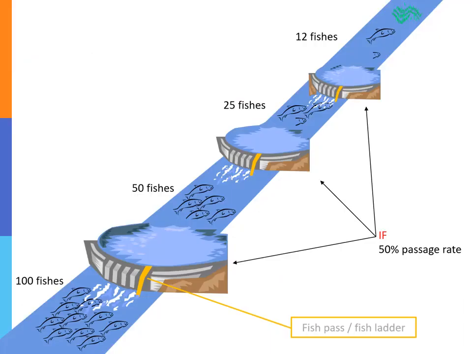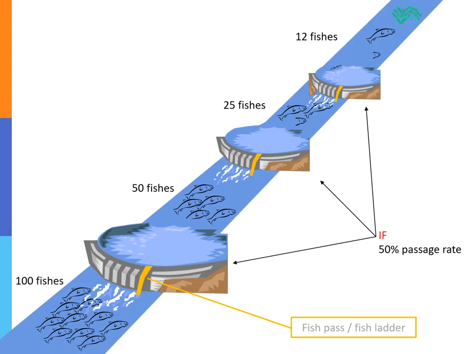What is the impact of these dams? You can see here an illustration of fish in a river, and when these fish are subject to dams, even if these dams have a fish pass, and if you assume a 50% passage rate at each dam, thanks to the fish ladder, which is a very optimistic passage rate because usually it's way below 10%. But if you assume 50%, you start with 100 fish.